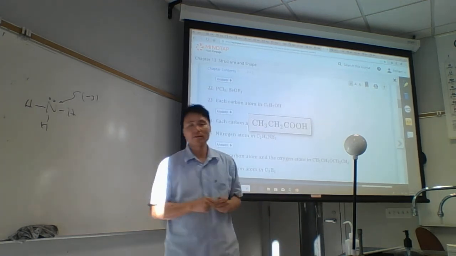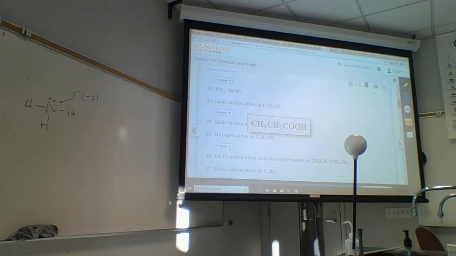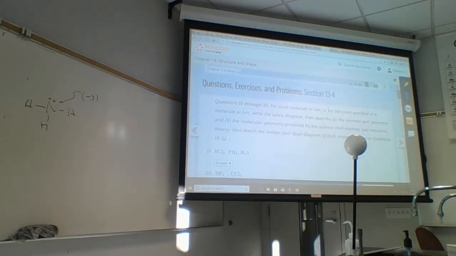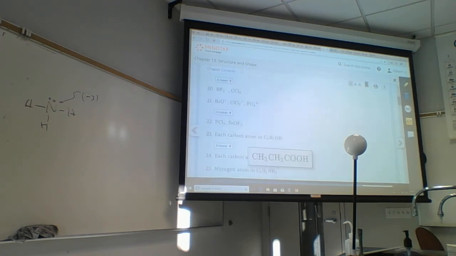So what are we going to do with that formula? This is what I want you to do. For each molecule, write the Lewis diagram, then describe A, the electron pair geometry, and B, the molecular geometry predicted by the valence shell electron pair repulsion theory. Also sketch the wedge and dash diagram for each molecule or ion in question. And so first off, why don't you sketch the wedge and dash diagram for this? Can you tell me the name of this?